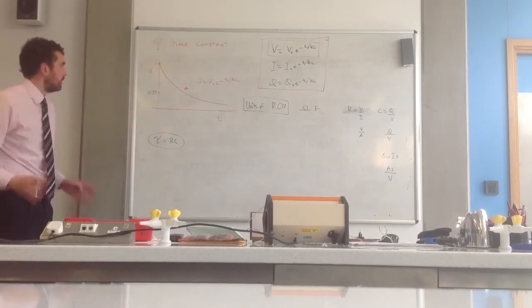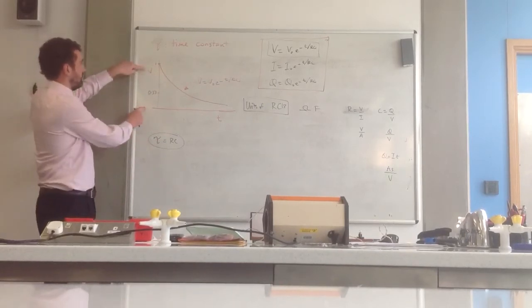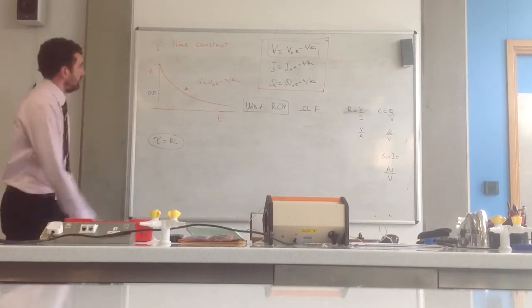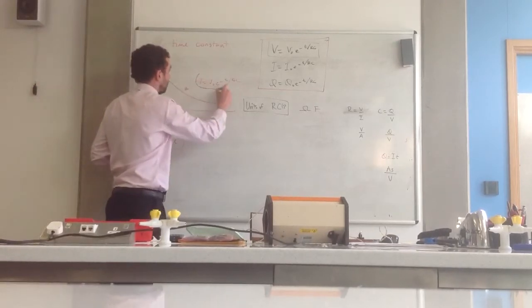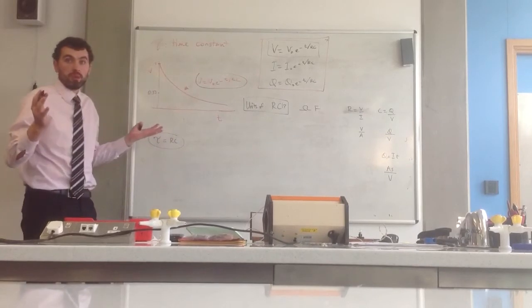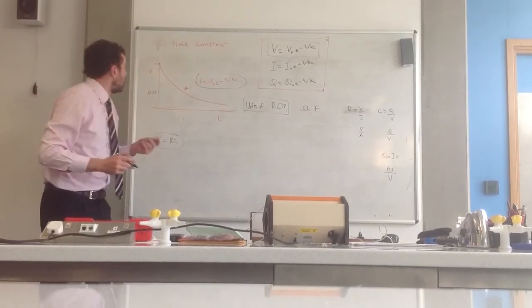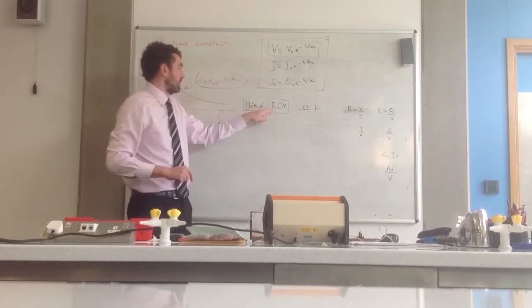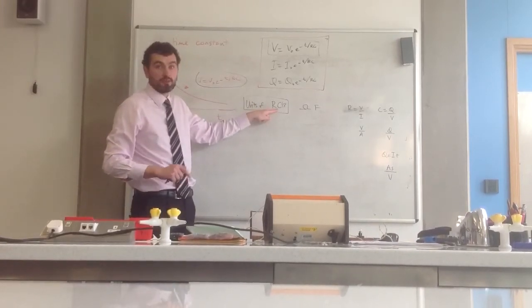What does this mean? First of all, let's have a look at a voltage-time graph. Let's have a look at that exponential decay. It basically is given by this function here. We're fine with that. Now, I'm going to first of all have a look at RC. I'm going to do a dimensional analysis of RC.